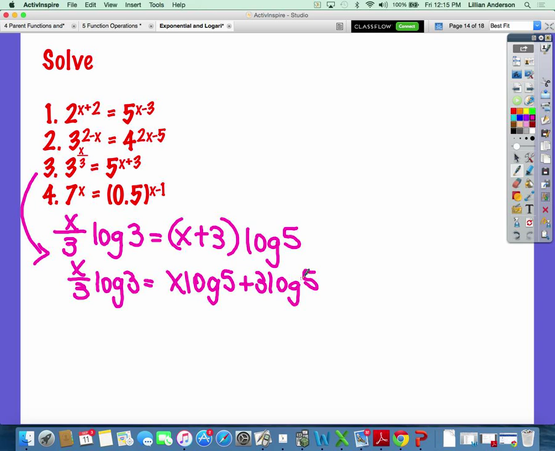What can I do from here? I have to get my x's to the same side. That's for sure. Everything else to the other side. Are my x's on the same side? So how about we get this x over here? Okay? Subtract it. Because remember, when we distribute, we basically were able to separate the x and 3 from being together. And so now we have x log 5 plus 3 log 5. So then we can subtract it over.